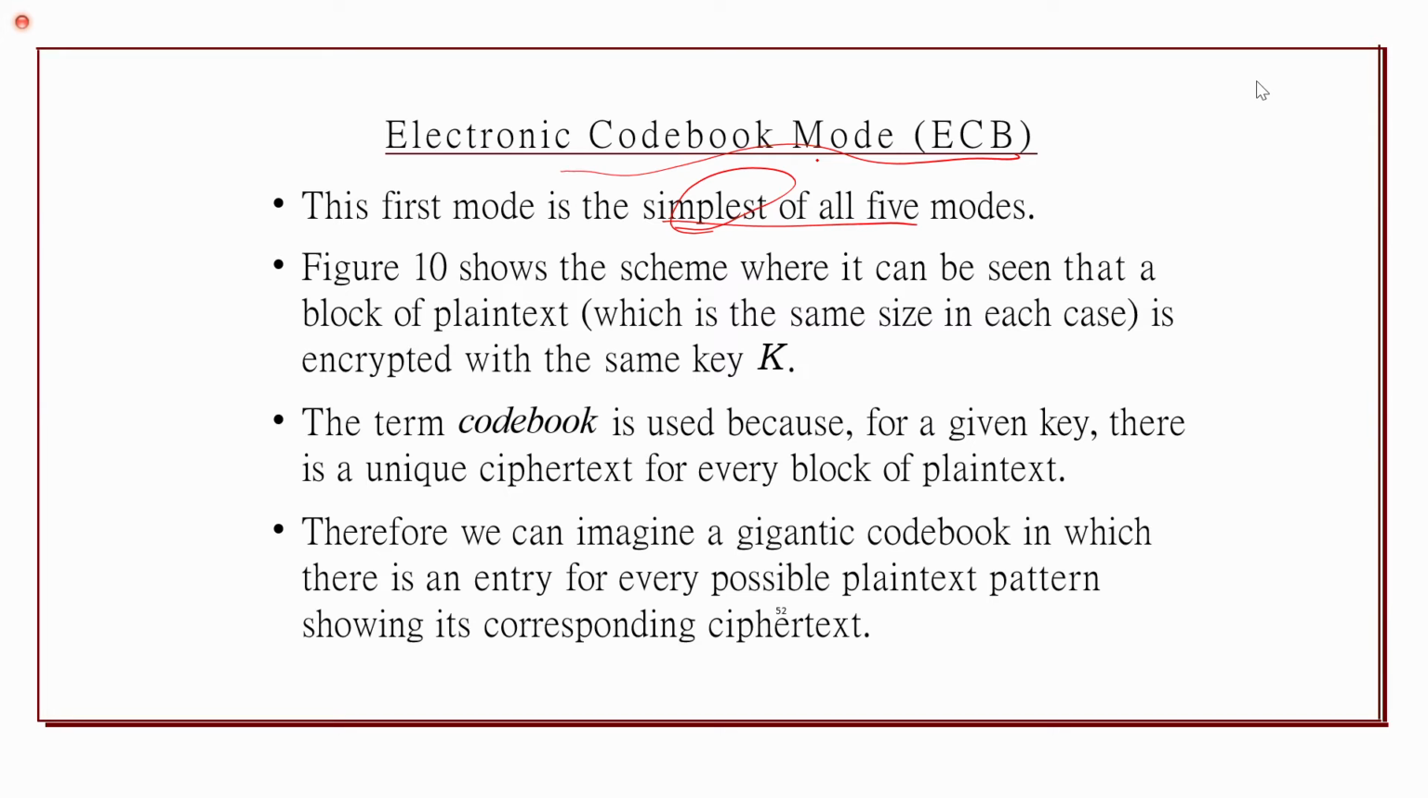Here, if you observe, a block of plain text is encrypted with a key. If plain text block P1 is encrypted with some key, then P2 will be encrypted with the same key or using the sub key. So for every block, a unique ciphertext will be given. There will not be any connection between the blocks of the plain text.